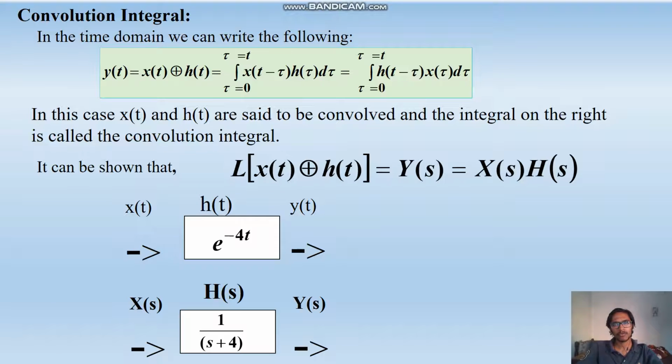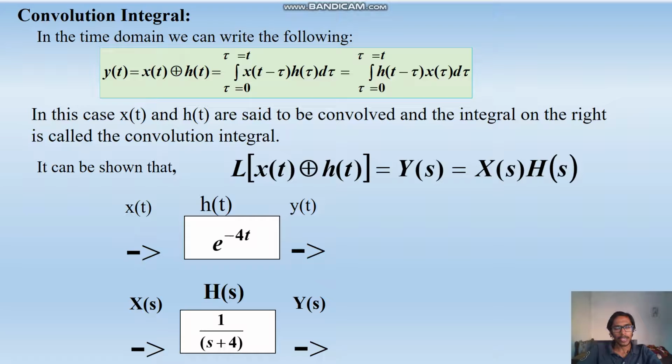That is, the integral from tau equal to 0 to tau equal to t of x(t minus tau) h(tau) d tau, which equals the integral from tau equal to 0 to t of h(t minus tau) x(tau) d tau. This is basically the convolution integral. In this case x(t) and h(t) are said to be convolved, and the integral on the right is called the convolution integral. It can be shown that the Laplace transform of x(t) convolution h(t) is equal to Y(s), which is equal to X(s) H(s), where we have this diagram.